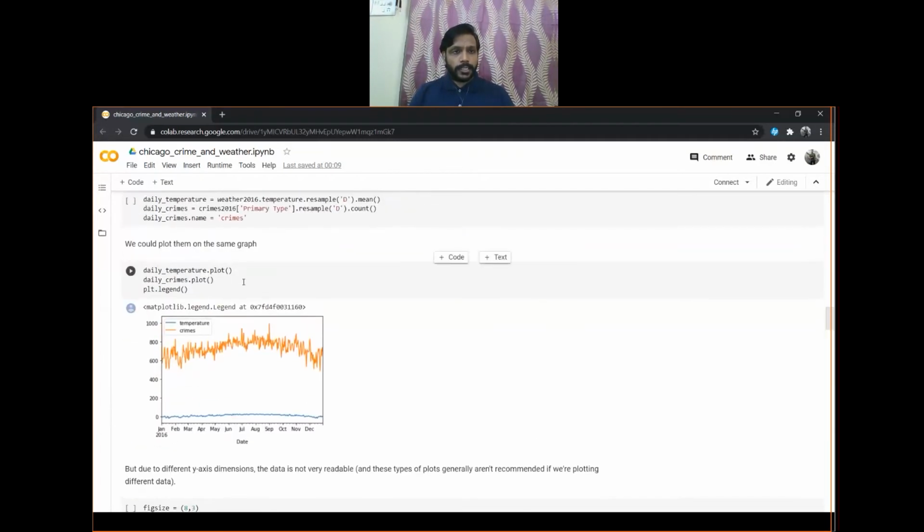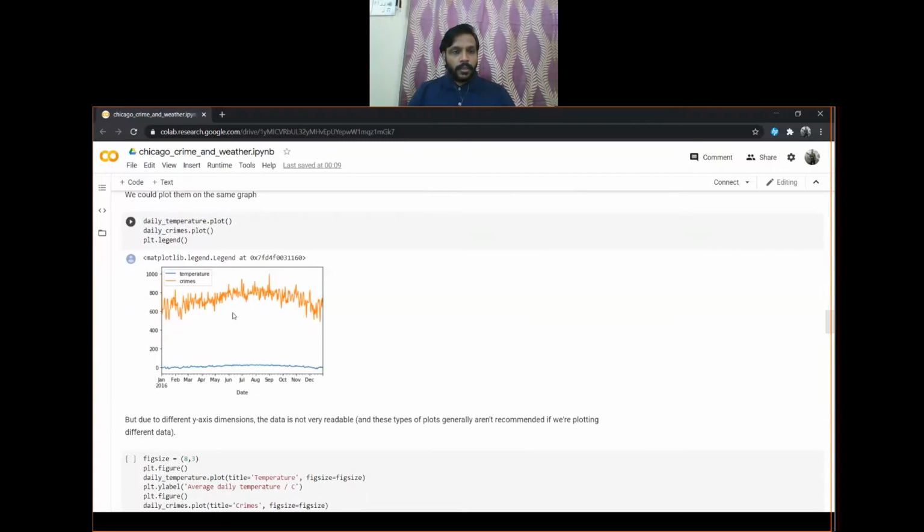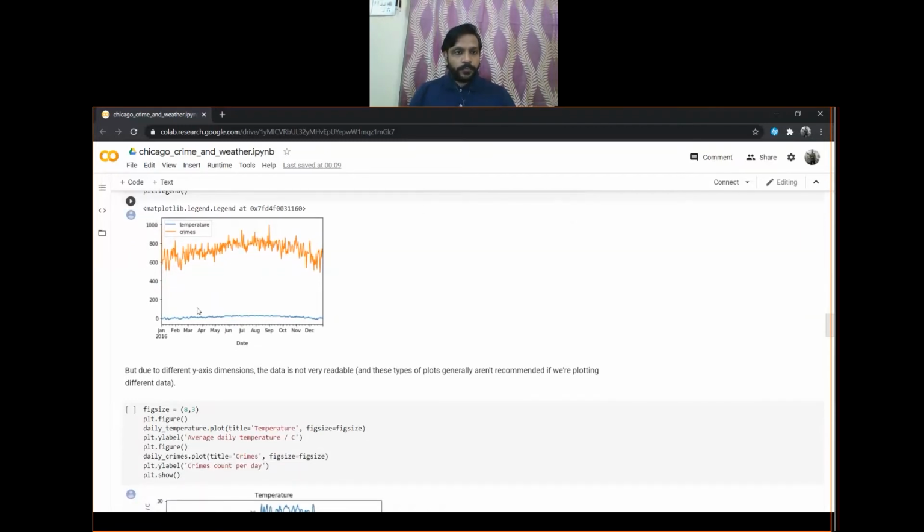Now we are plotting these two data sets on the same graph. If you observe here, these two are different data types and the values are nowhere related to each other. The temperature values are in the range of 10 to 20, whereas the crime values are in the range of 600 to 800. So what shall we do in this case? In theory, we could add another y-axis and have both plots on the same graph with different y-axes, but that's bad practice in data visualization.